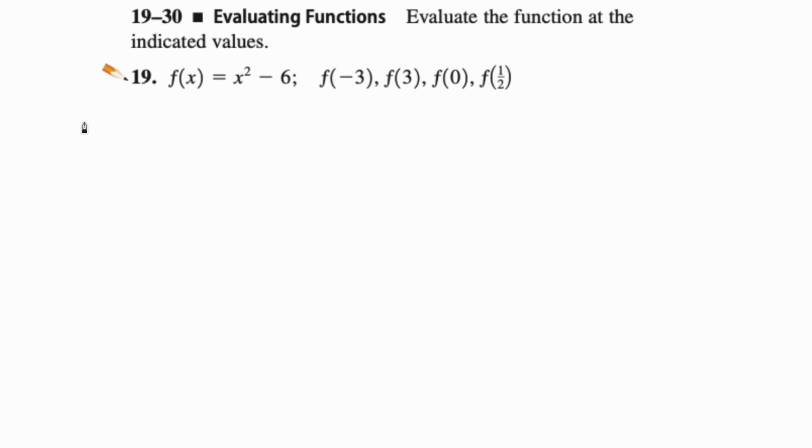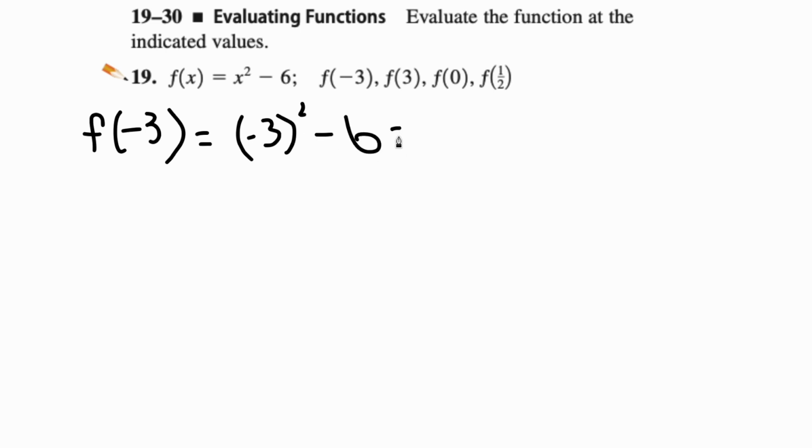Let's start with f(-3). For this, we would just plug in -3 into the equation. So it would be (-3) squared minus 6. -3 squared would equal 9, and 9 minus 6 would equal 3.